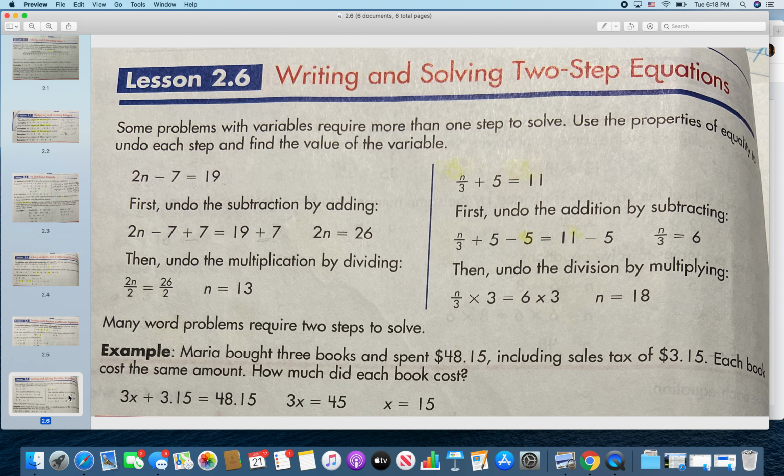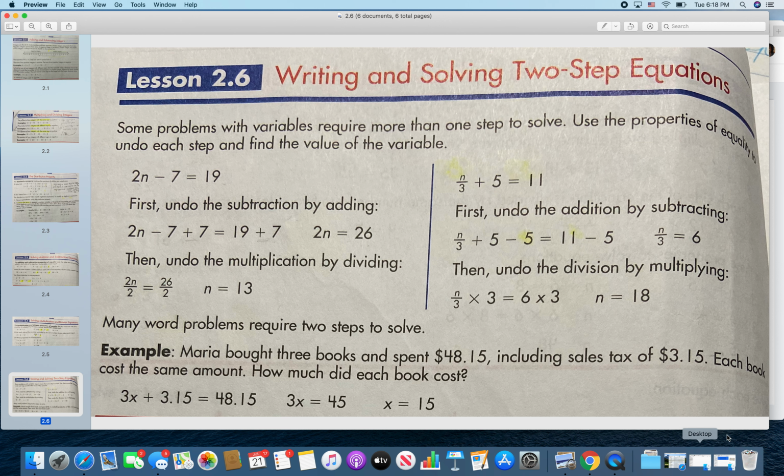All right. Now, we did two things. We did problems where to get the variable isolated by itself, we had to either add a number or subtract a number. But now we've taken it a step further. There's two things you have to do now to get the variable by itself. And looking at this first one, 2n minus 7 equals 19.